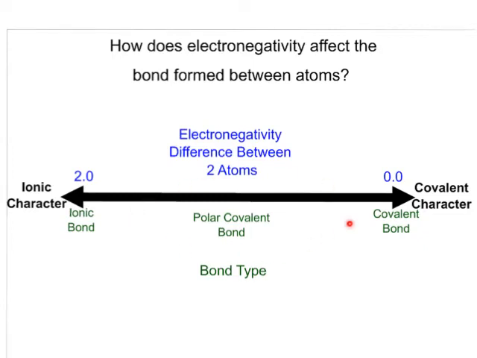In between, we have all of our polar covalent bonds with different characteristics. Sometimes the polar covalent bonds tend to be a little more ionic character. Sometimes they tend to be a little more covalent character. But those are the rules for determining whether a bond is ionic or covalent.